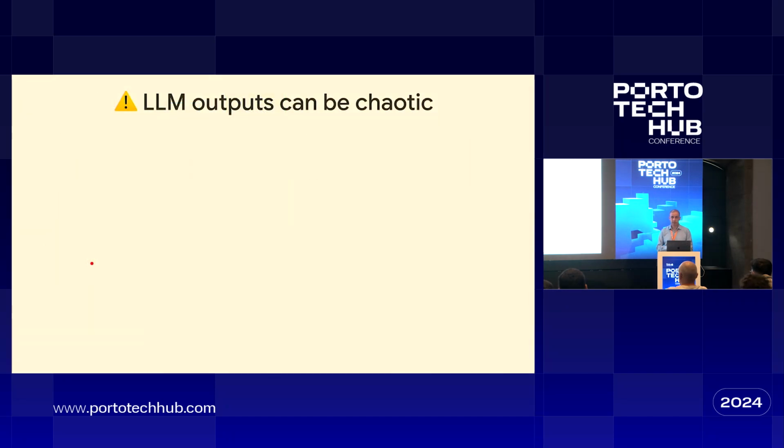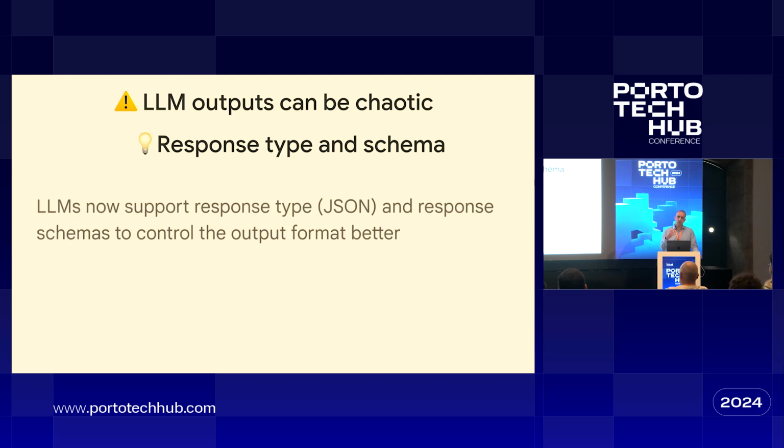LLM outputs can be chaotic, right? But thankfully, most models nowadays have started adding what's called response types and schemas. So you can specify what kind of response type you should get, like JSON, and then what kind of schema that JSON should follow, basically. If you do that, then the LLM will respond in that specific format.